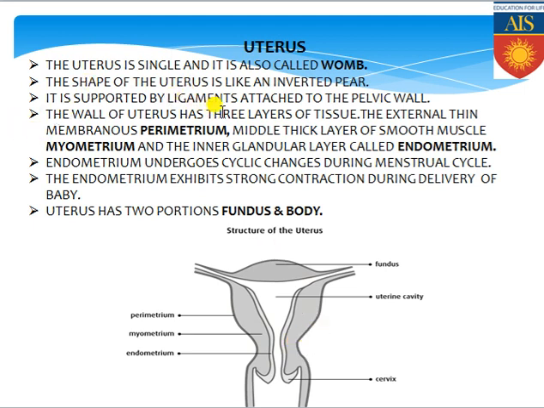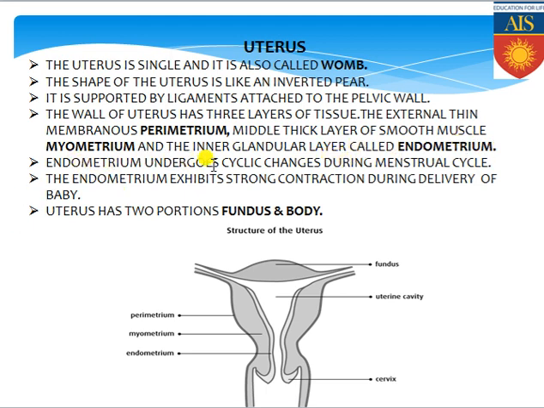It is supported by ligaments attached to the pelvic walls. Next, the wall of the uterus is composed of three layers: the external membranous layer, known as the perimetrium; the middle thick layer, known as the myometrium, because it is made up of muscles; and the inner glandular layer, known as the endometrium.